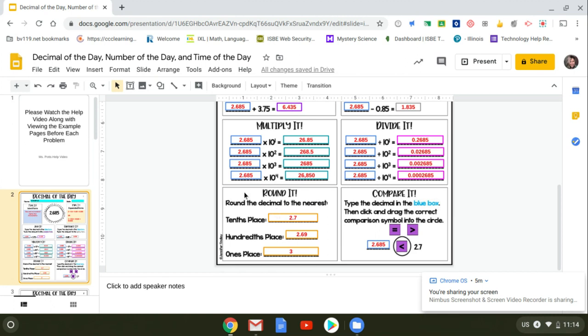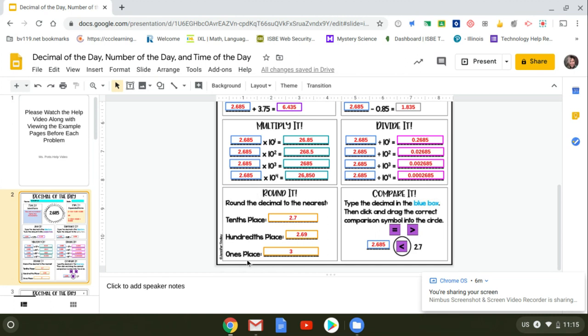Because remember, 0 through 4, stay on the floor. We stay the same. 5 through 9, we climb the vine. We're going to go up 1. So this 8 made my 6 go up to a 7. So I have 2 and 7 tenths. You're going to do the same thing, but rounding to the hundredths. So that means I need to look at this 5 to see if it's going to make my 8 go up or stay the same. In this case, it made my 8 go up to a 9.